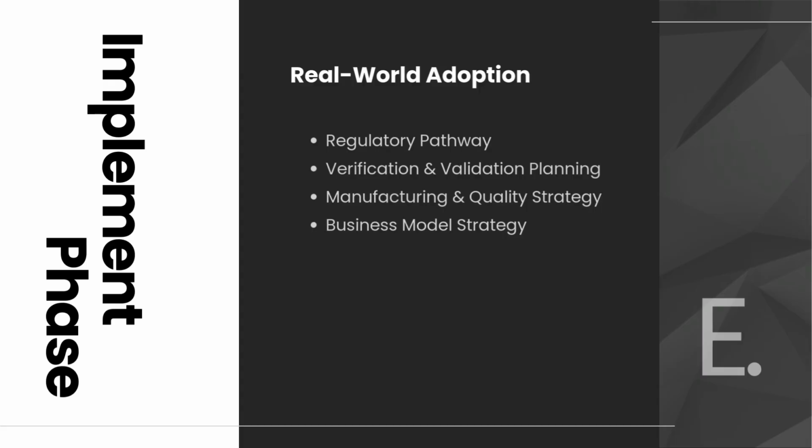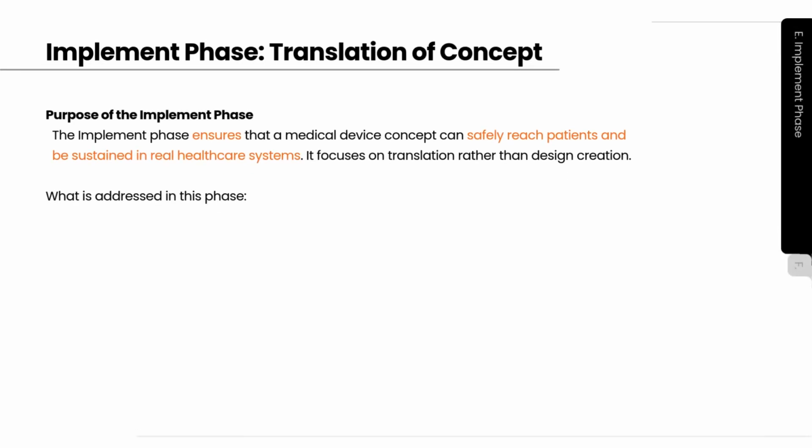This is where regulatory planning, validation, manufacturing, and business strategy come together to ensure the insulin pen can be safely adopted, approved, and sustained in everyday clinical use. The implement phase focuses on translation rather than creation. Its purpose is to ensure a medical device concept can safely reach patients and be sustained in real healthcare systems.